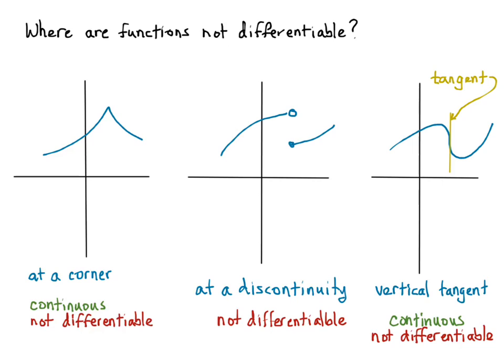Okay, so to contrast these, we have this one, which is continuous but not differentiable. This is not differentiable because it's not continuous. And here's one that's continuous, but it's not differentiable because the slope does not exist for the tangent.